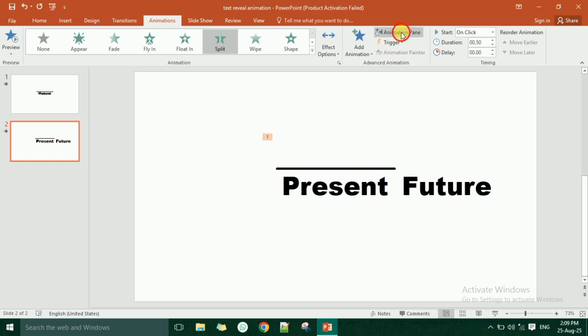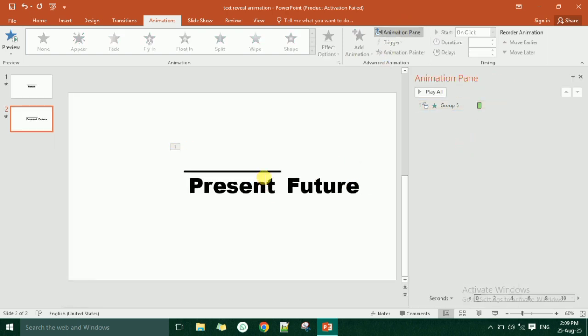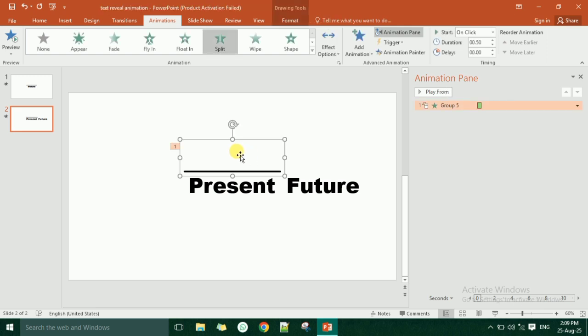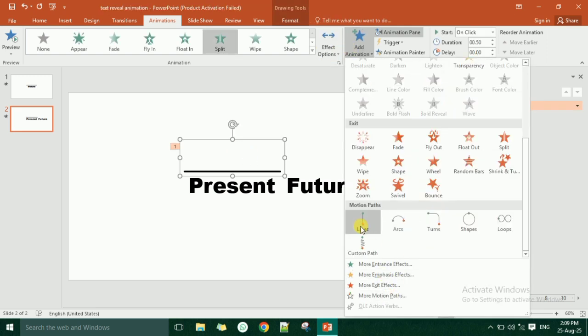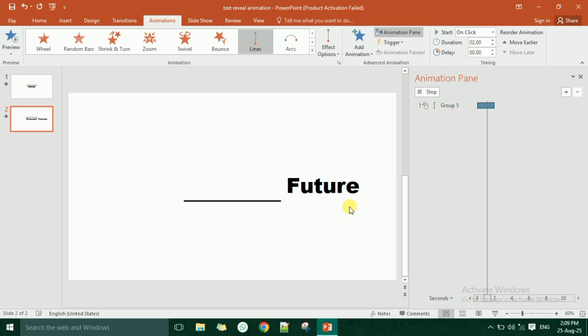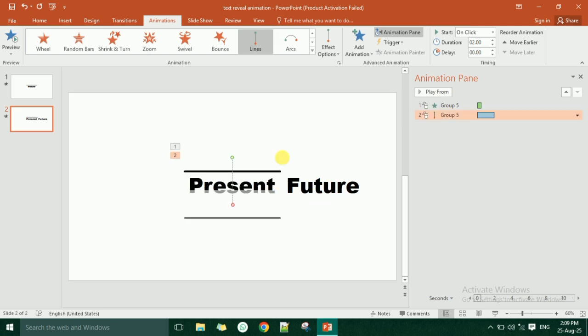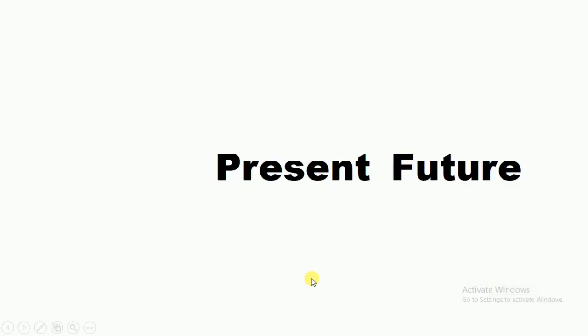After that I'll click on animation pane, and from here I'll select the group again and click on add animation, and from here I'll click on lines. So this kind of animation is created. What I'll do here is, from the red circle, I'll click on it and press the shift button and bring it a little bit above right here. And after adjusting these, you can check the preview of the animation.